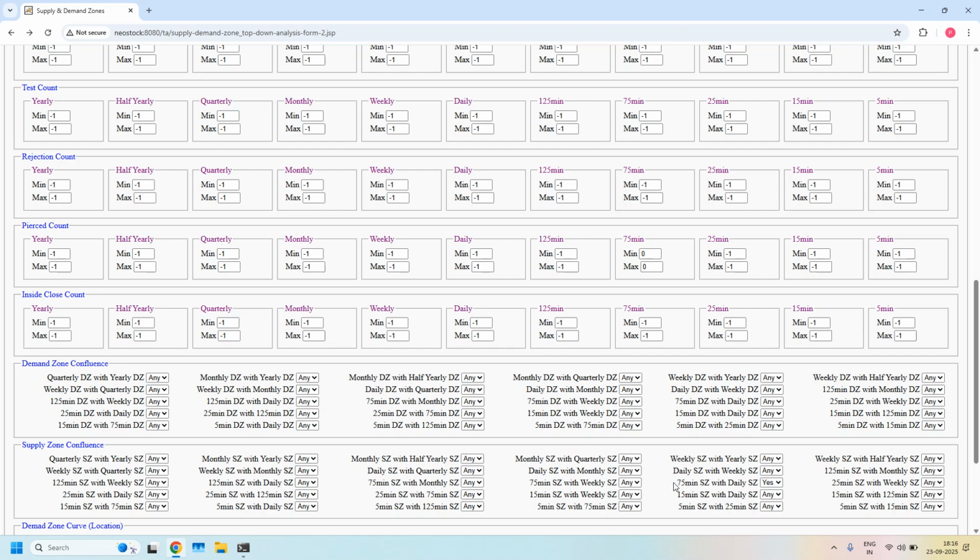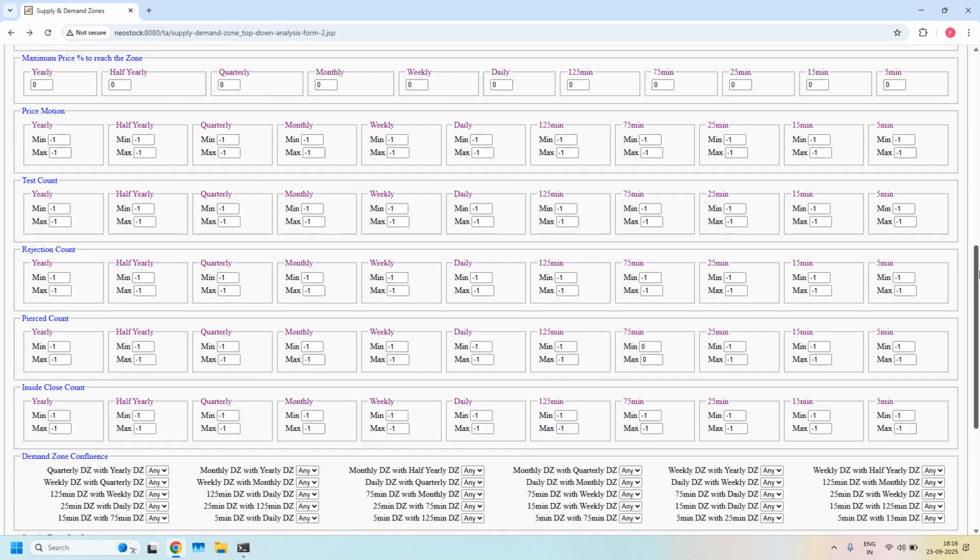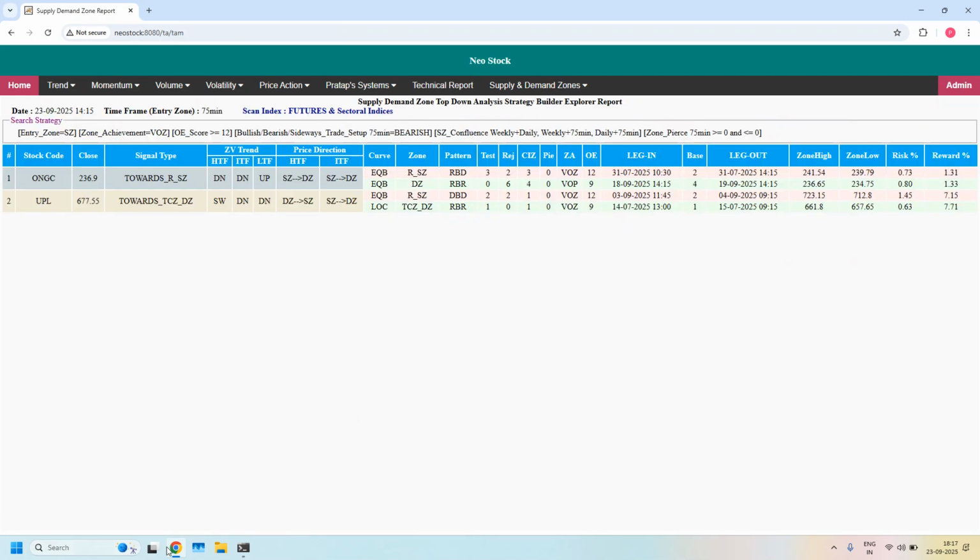The first one is 75 minutes and daily supply zone confluence, already enabled. Next, 75 minutes and weekly supply zone confluence, and daily and weekly supply zone confluence. By enabling all the 3 filters, we got 2 stocks. In these 2 stocks, these 75-minute supply zones are overlapped with the daily supply zone, and both together again overlapped with the weekly supply zone. But weekly trend is a downtrend in only one stock.